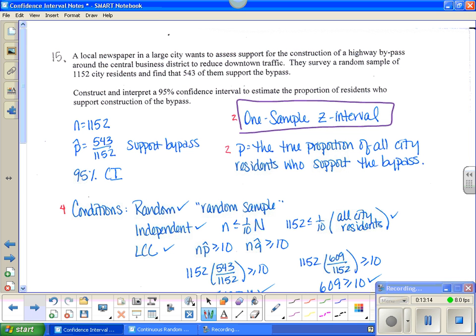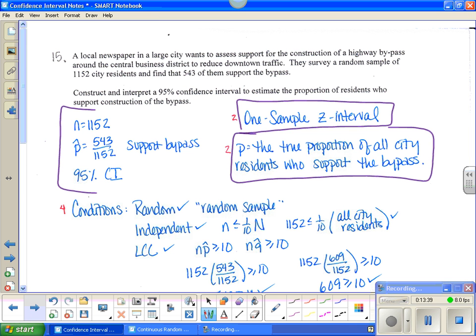Name your test. What is it that I'm doing before you dive in? Then I'm going to define my variables. Don't these in your brain kind of go hand in hand? State what I'm doing, define my variables. The true proportion of all city residents who support the bypass. Everybody good there? This is me just doing what I do for me because it just helps me.